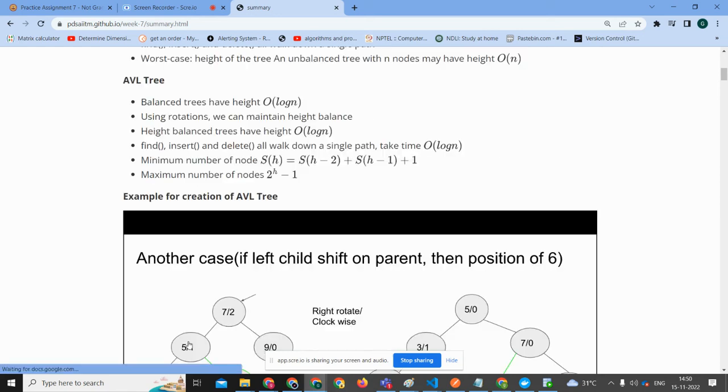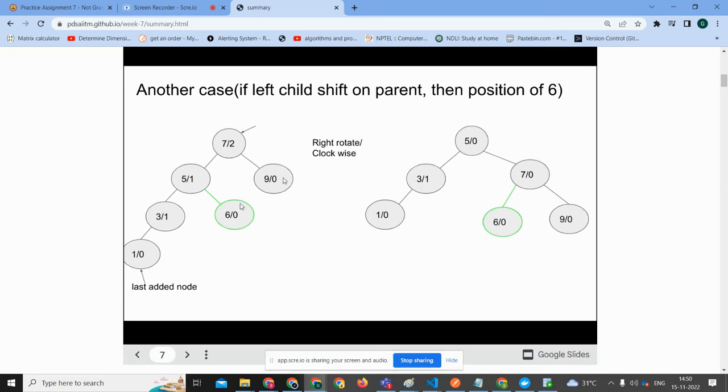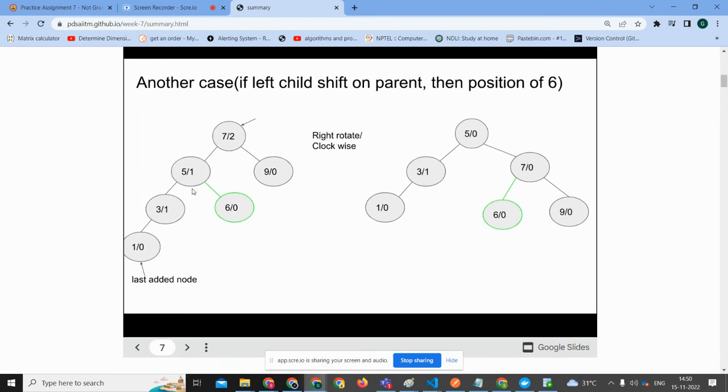That's one thing. Another case, if left child shift on parent, then position of 6. Okay. So once again.